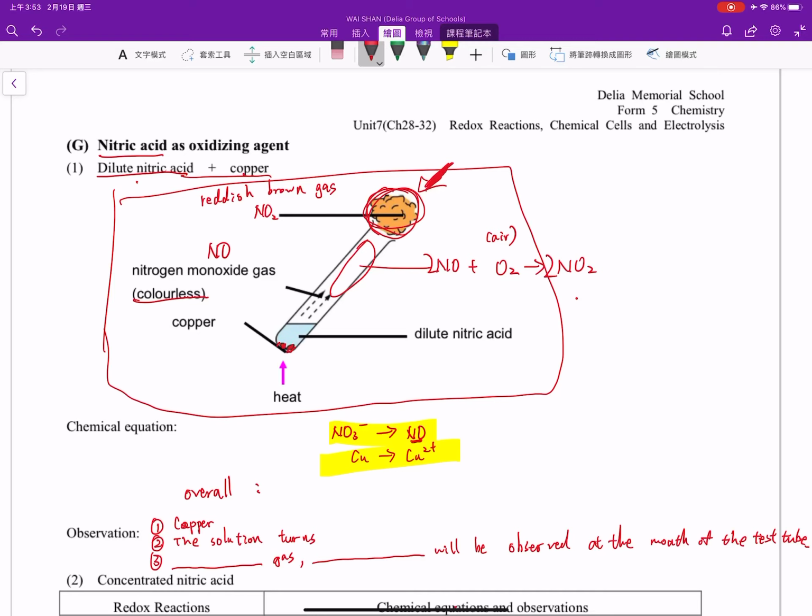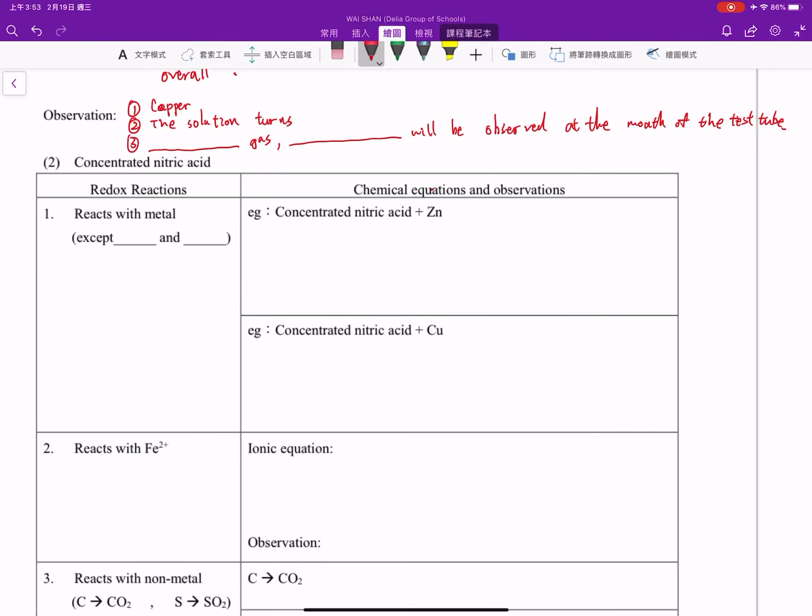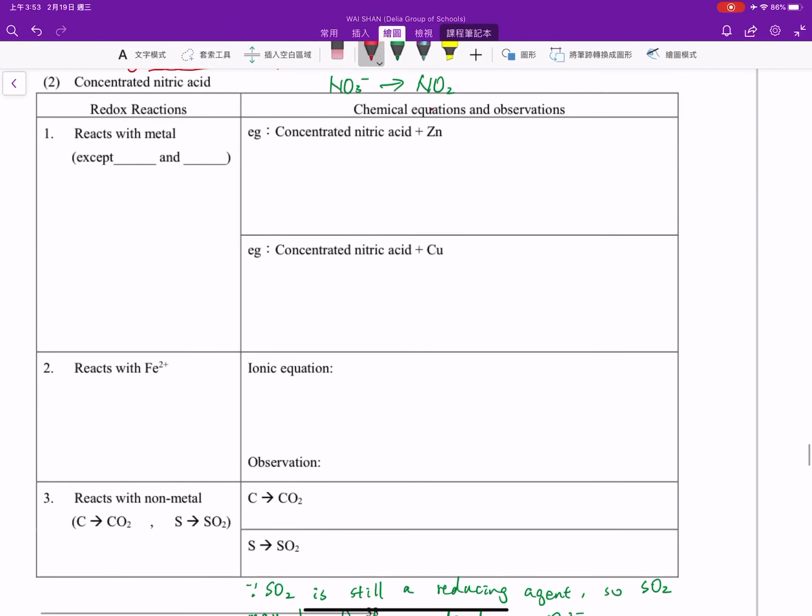Okay, so another one is concentrated nitric acid. Similar. Concentrated nitric acid will turn to nitrogen dioxide, and it can react with the following substances. The first one: it reacts with all the metals except Pt, platinum, and gold. These two metals are too stable, so they don't react with concentrated nitric acid. Even though concentrated nitric acid has very strong oxidizing power, it is still not strong enough to oxidize these two metals.